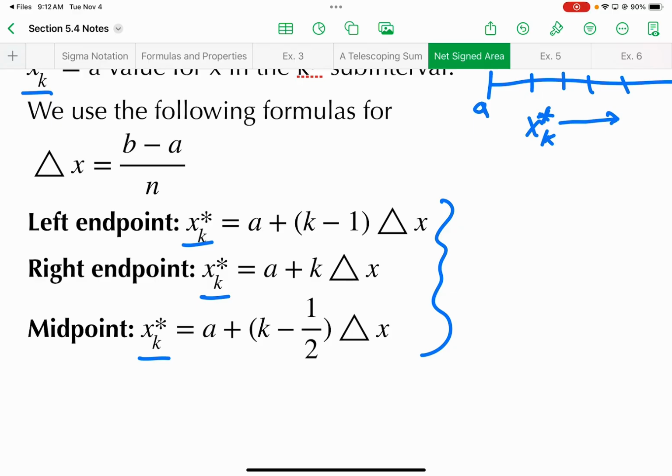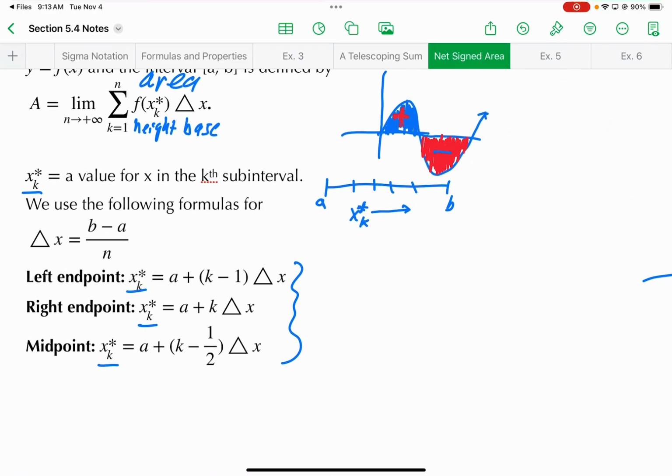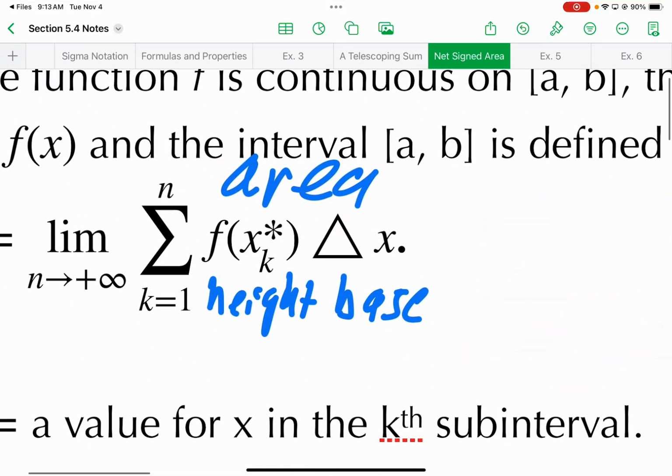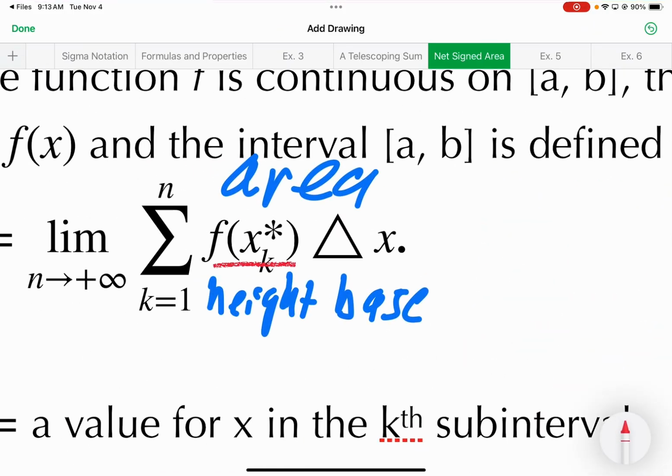That's the easiest one. And if I give you a problem like example 5 or example 6 on your quiz, they do take a decent amount of time because there's a lot of work to show. I would err on the side of giving you an easier form of the example, okay? And then midpoint would be a plus k minus 1/2 times change of x. So those are the formulas for how you would find each one of those, okay? And then what that does is that tells you what x sub k star is, which of course is what goes into your function right up there, okay?